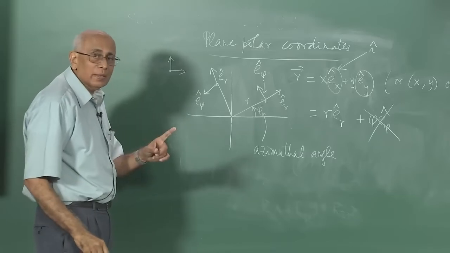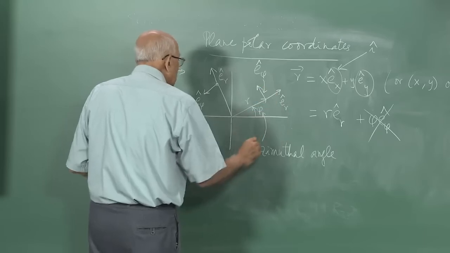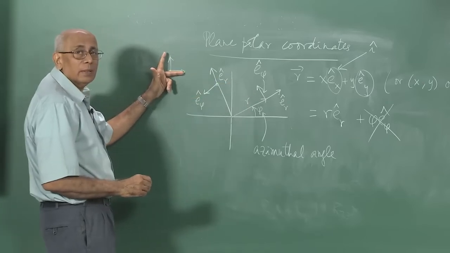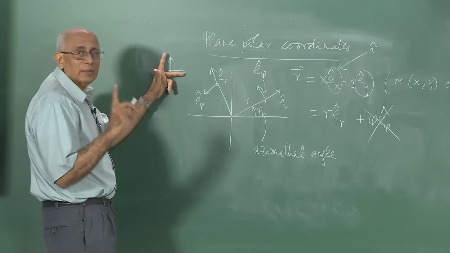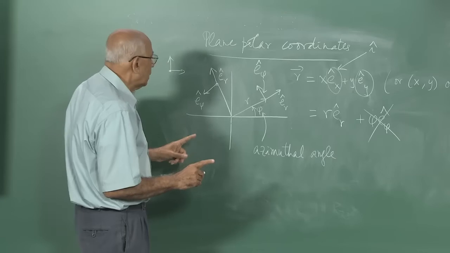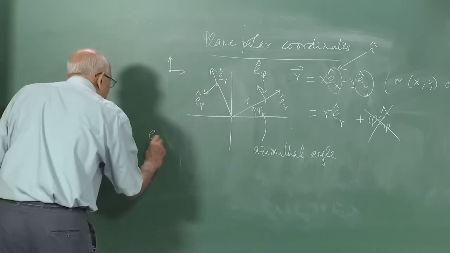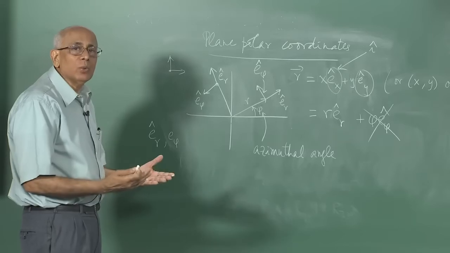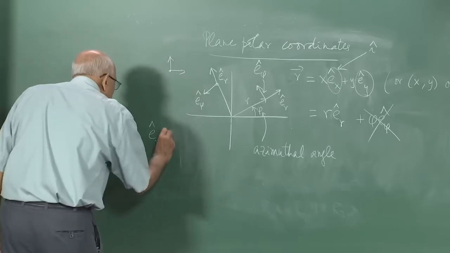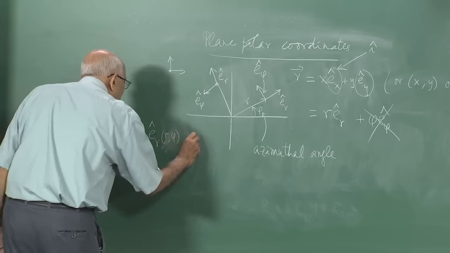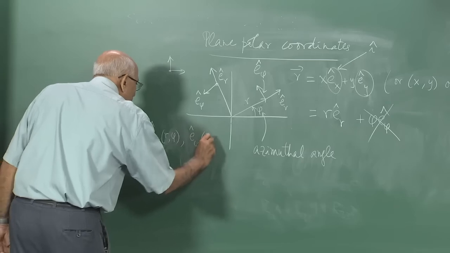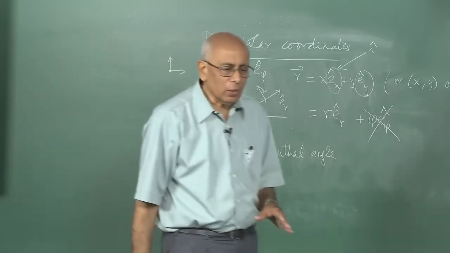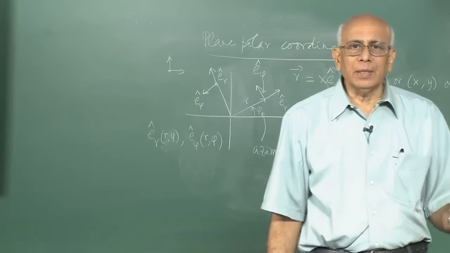Unlike Cartesian coordinates where the unit vector here was the same as the unit vectors here, they were just transported rigidly from there to there and therefore are coordinate independent. That is not true any longer. Both e_r and e_phi are dependent on where you are. So you should really write this as e_r of (r, phi), e_phi of (r, phi). This is a characteristic of using coordinate systems other than Cartesian coordinate systems.